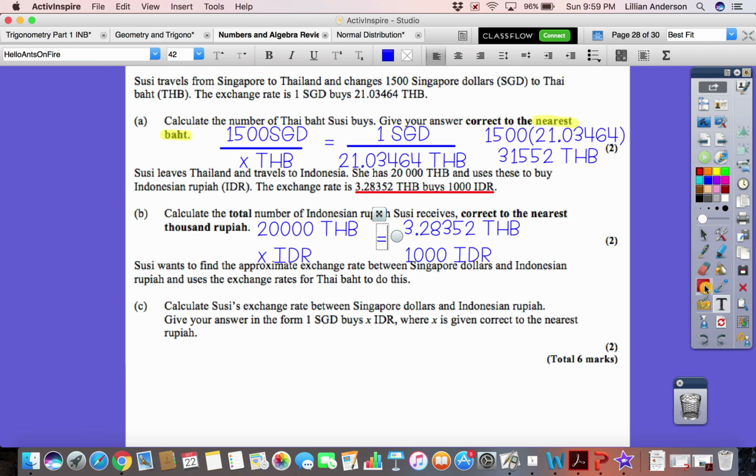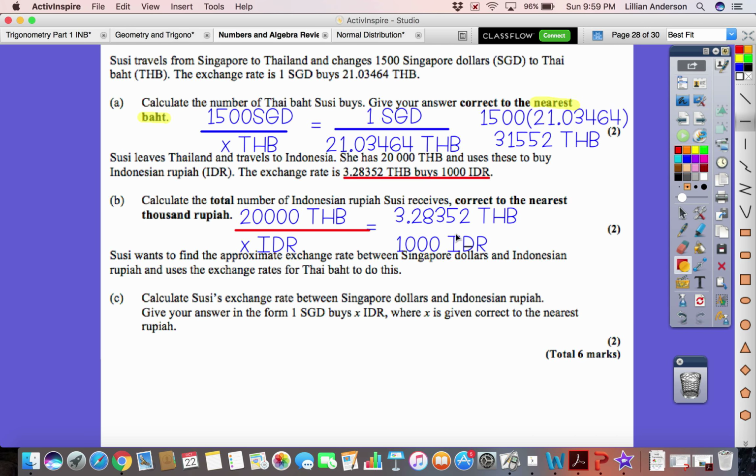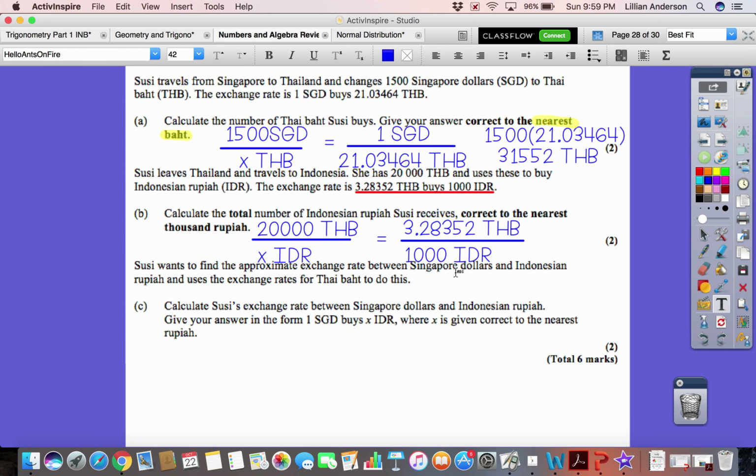And so what ends up happening is that when you cross multiply this, okay, and I'm going to swing this down here because, as you can see, my font is too big. This is what you'll end up having. And so then you'll end up dividing both sides by the 3.28352 number to get your final answer. And then when you round it to the nearest 1,000 rupiah, that's going to be 6,091,000.